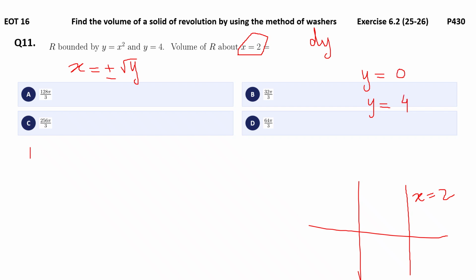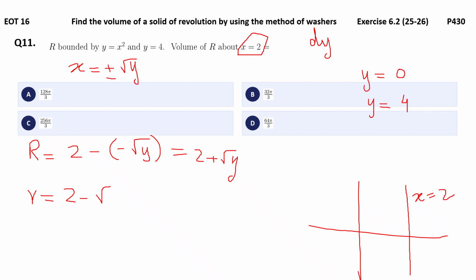Now let's fix our outer radius. The outer radius measures from the right hand side. So it starts from 2 until the left side of the figure. That means negative root y, which is nothing but 2 plus root y. Similarly, the inner radius is 2 minus the positive side of x, that is root y.